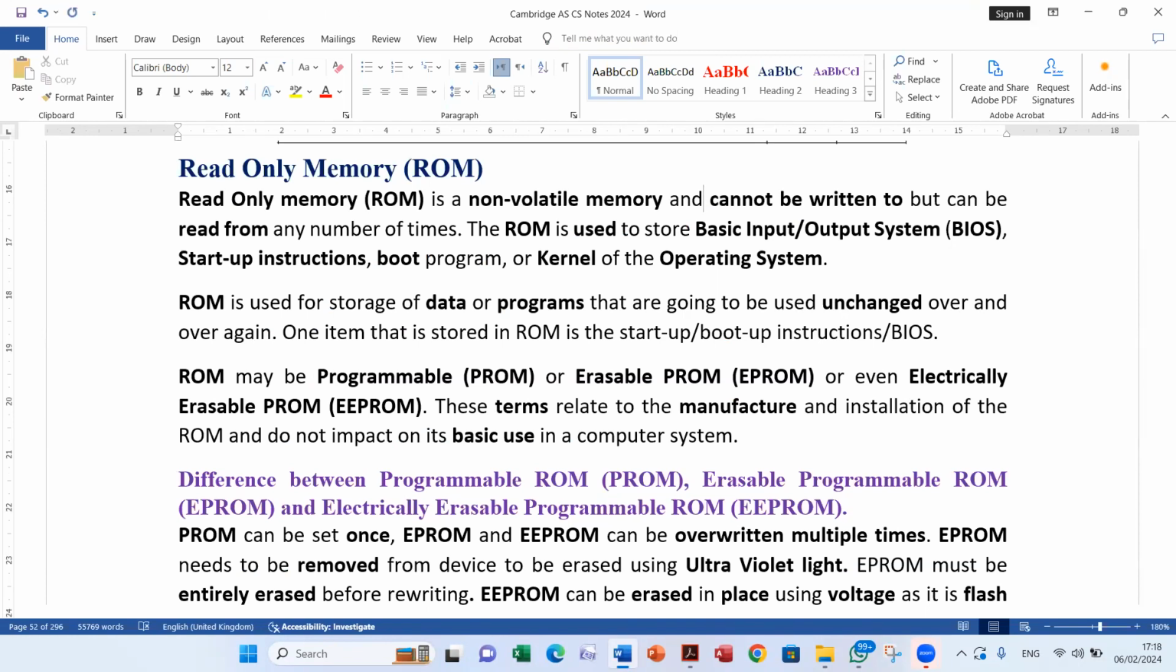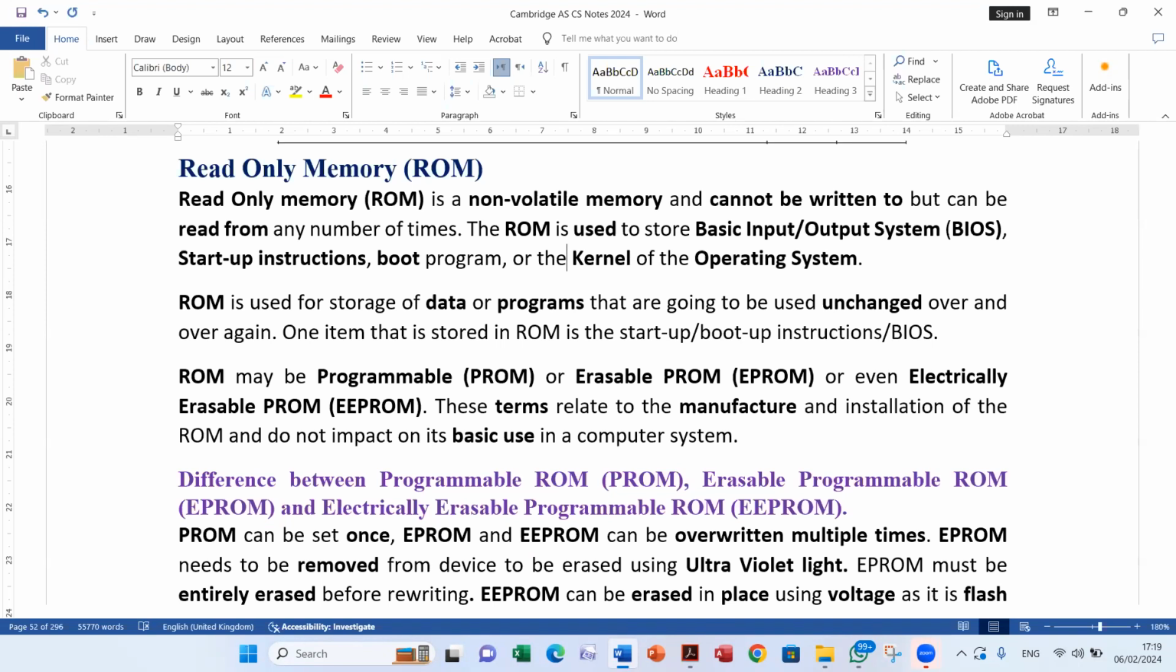Okay? So read-only memory, ROM, is non-volatile and cannot be written to, but can only be read from any number of times. The ROM is used to store the basic input-output system, BIOS, and the startup instruction, the boot program, or the kernel of the operating system, the heart of the operating system. There is one part of the operating system that is involved directly in dealing with hardware components. This is called the kernel of the operating system.